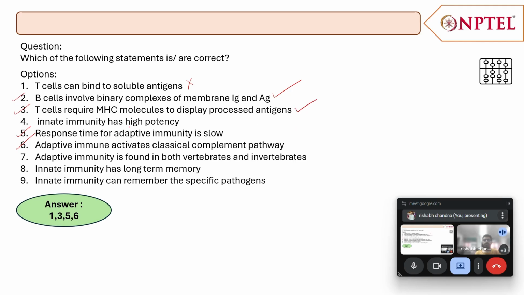Innate immunity has high potency? No, it has low potency. Response time for adaptive immunity is slow? Yes, this is correct. Adaptive immunity activates the classical complement pathway? Yes, this is also correct. Adaptive immunity is found in both vertebrates and invertebrates? No, it is a feature of vertebrates only. Innate immunity has long term memory? No, it has no memory at all. Innate immunity can remember specific pathogens? No, this is also false. So the correct answer is 2, 3, 5, and 7. Okay, let's move on to the next question.